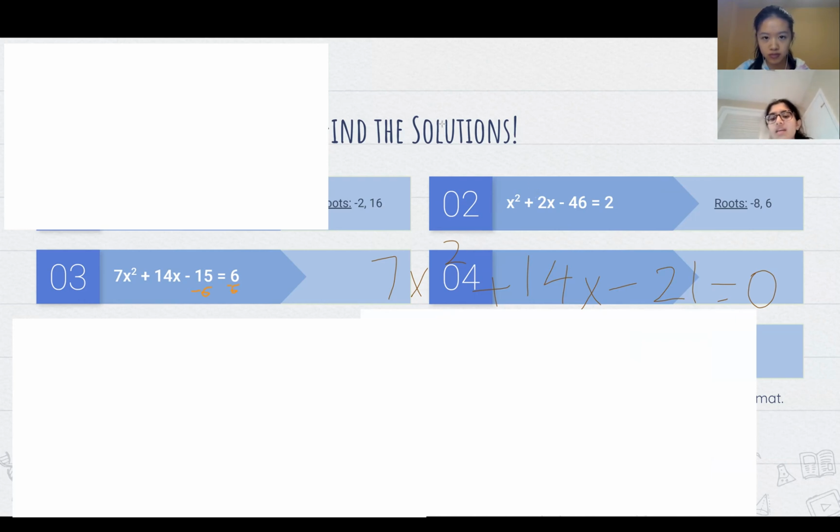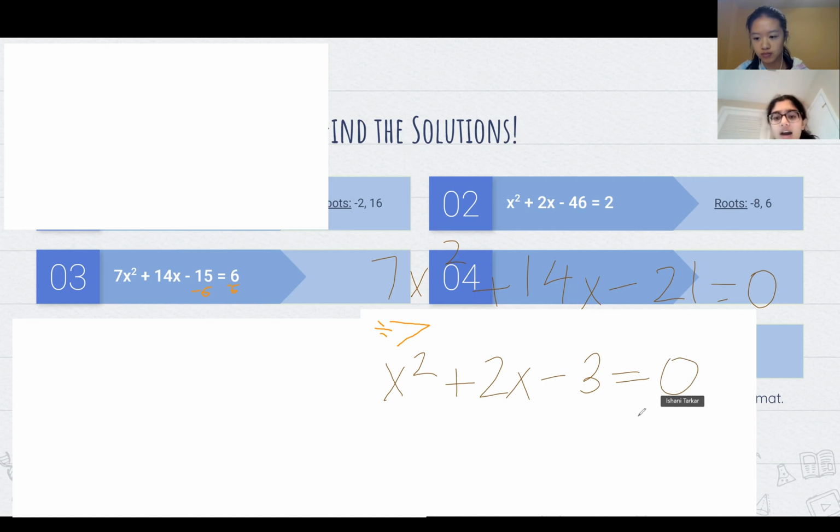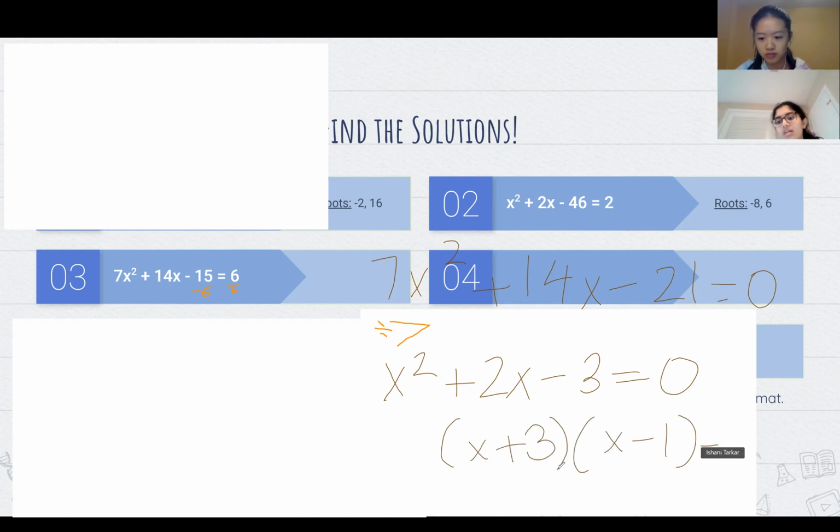So we can see everything here is divisible by 7. So when we can simplify, we probably should. So we will divide everything by 7, and we get x squared plus 2x minus 3 is equal to 0, right? And now we can use the quadratic formula to solve this, or we could factor it. Either way works. We can see it's x plus 3 times x minus 1 is equal to 0, and we can find the solutions.